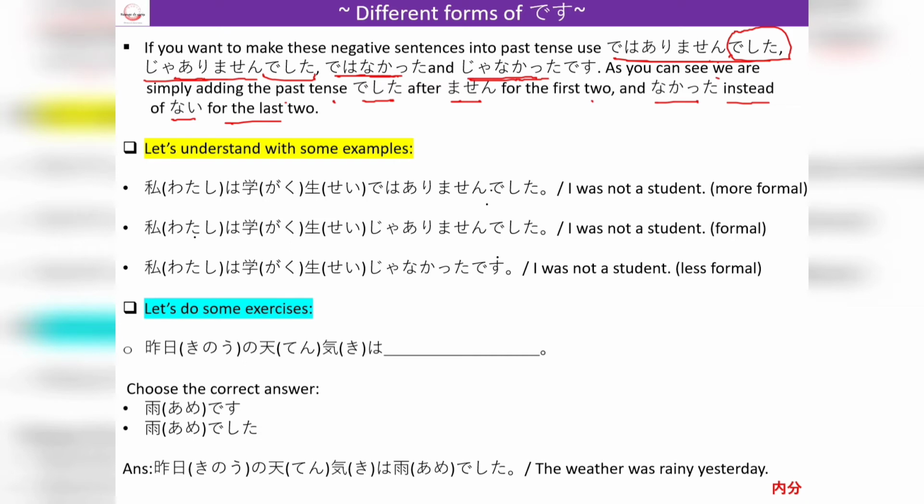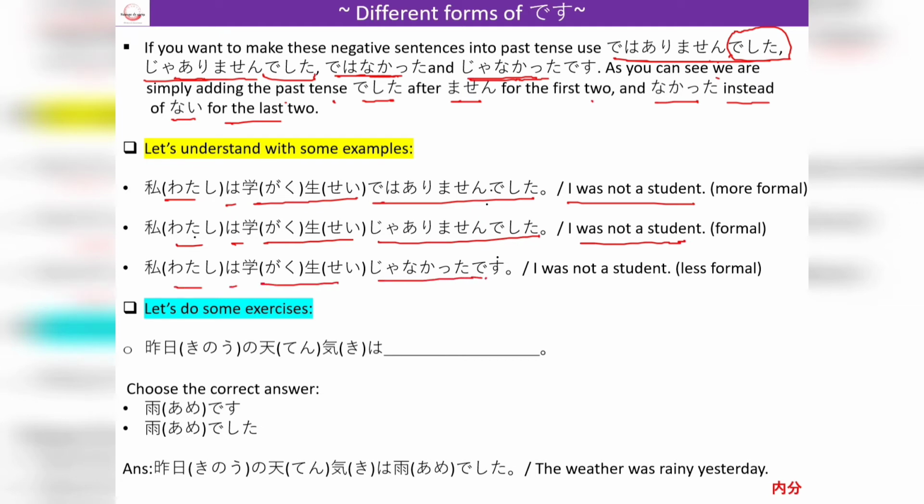For example, Watashi wa gakusei deva arimasen deshita. I was not a student. Watashi wa gakusei ja arimasen deshita. I was not a student. Watashi wa gakusei ja nakatta desu. I was not a student. So you can see all these three have the same meaning, but the way of speaking is different. More formal, formal, and less formal. Now let's move to some exercises.